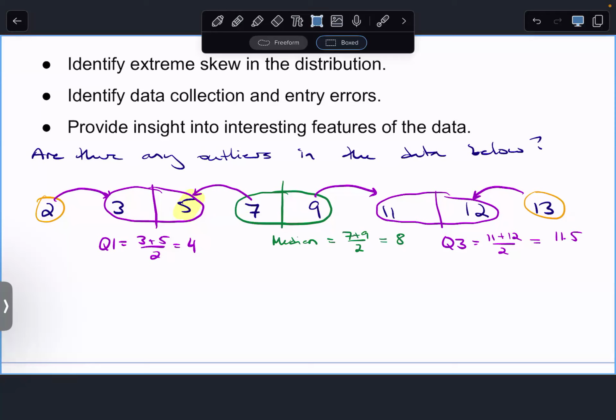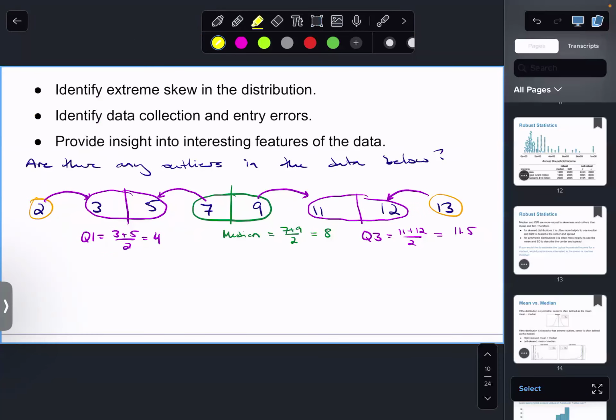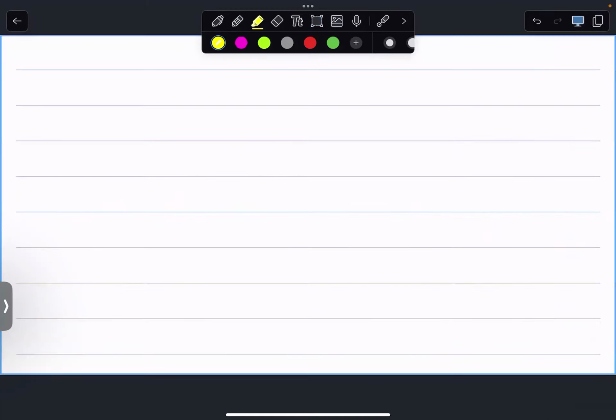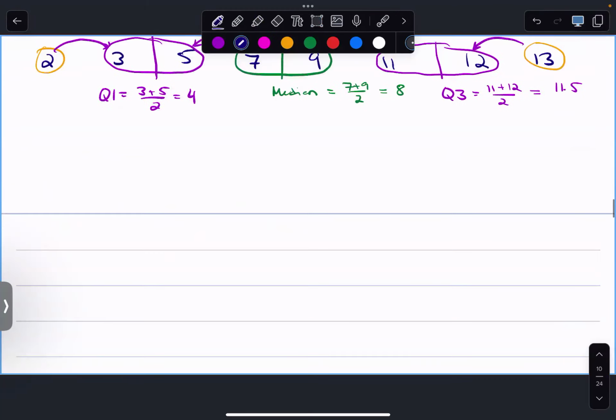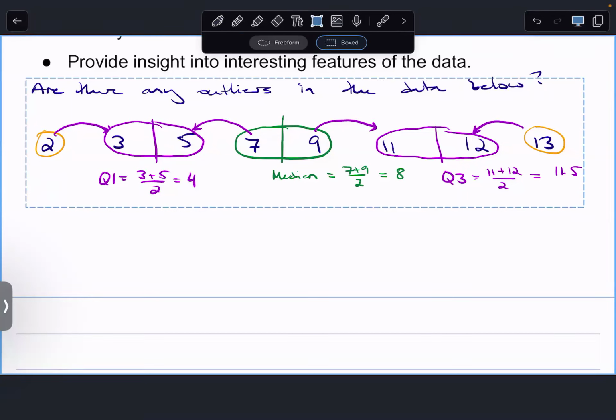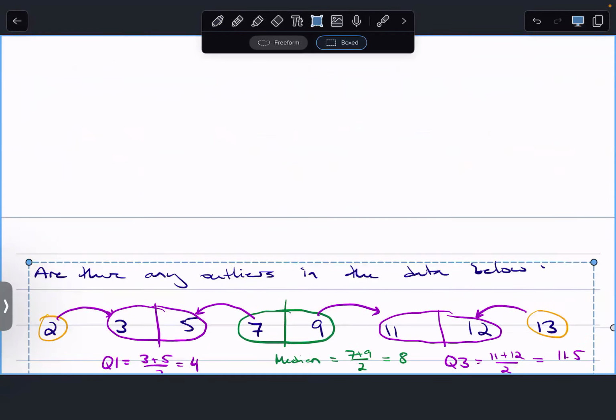Which seems like an easy enough question, but there's actually kind of a hidden amount of work here, right? And so let's see here. I'll add a page. So are there any outliers? Means that we're going to have to use the 1.5 IQR rule, and maybe I'll just put these on one page here.